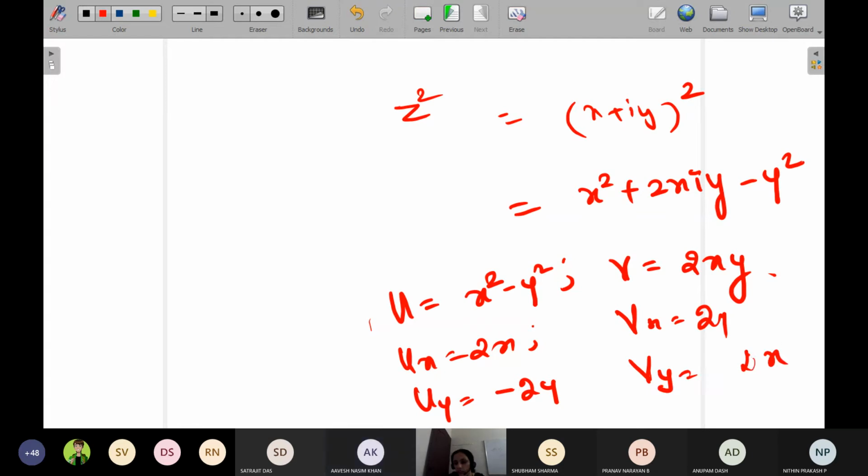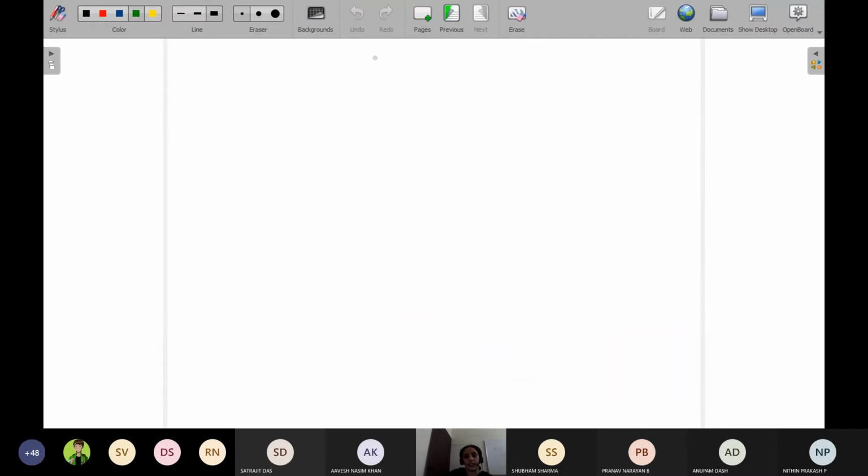So here you have to check UX is equals to VY and UY is equals to minus VX. So therefore the given function is analytic, the simple function. Okay, I'll give you one more problem. I just wanted you to check whether the function f of z equal to 1 by z is analytic or not.